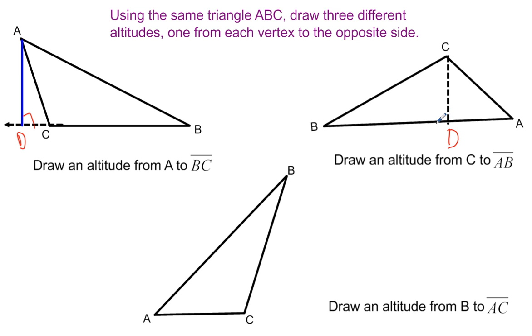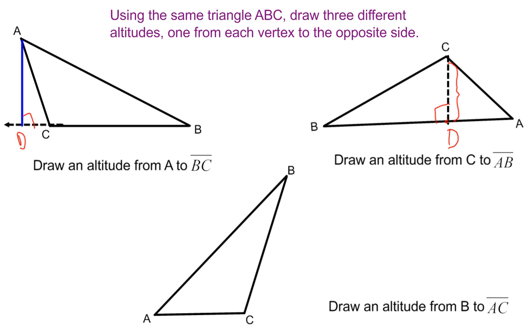Notice how I dropped an altitude from vertex C to AB, and I'm going to call that point D. So CD is my altitude. So I drew an altitude from C to AB. Now I'm going to rotate that triangle again. It's the same triangle ABC, but this time I'm going to drop an altitude from B to the side AC. Now you notice again, I'm going to need to extend one leg of my triangle.